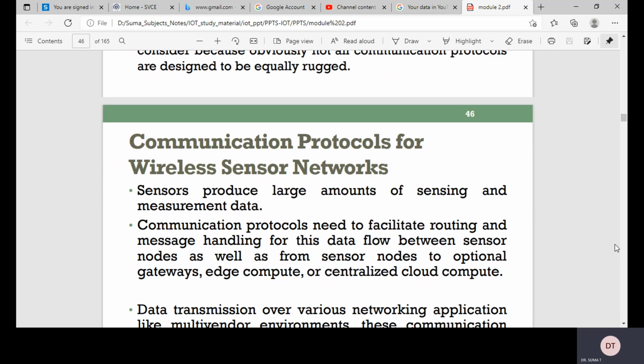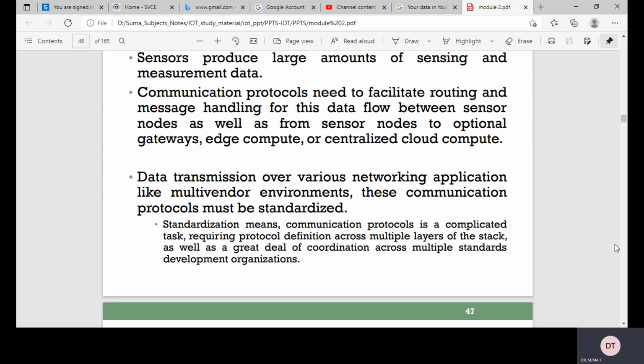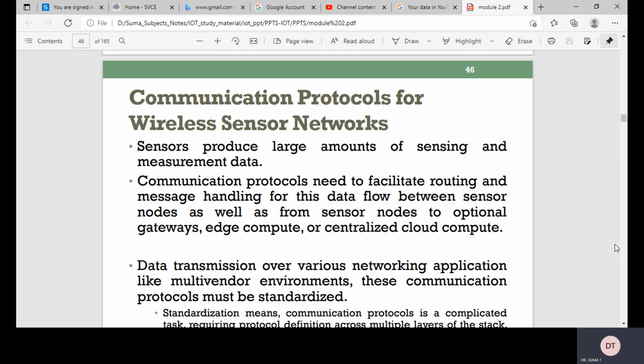As with any other network applications, in order to interoperate in multi-vendor environments, these communication protocols must be standardized. So this is a critical dependency for IoT and one of the most significant success factors when we talk about WSNs.